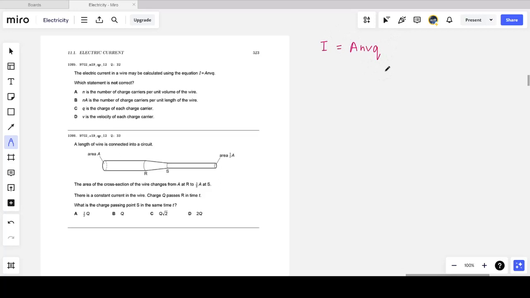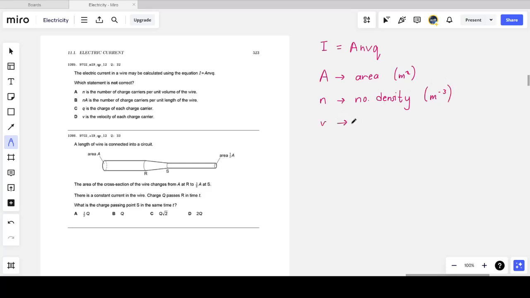What we know from the definition or from the statement of this equation is that A is the cross-sectional area, and it's measured in meters squared, just like we always measure area. n is the number density. I'm not going to say number density of charge carriers because I'm lazy. I'm simply going to say number density. How many electrons do I have per cubic meter? So the unit of measurement is per cubic meter.